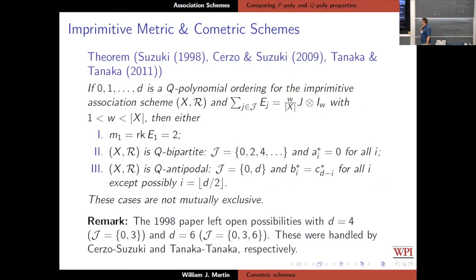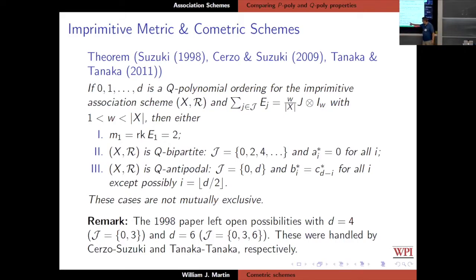H Suzuki in 1998 proved almost this theorem, but for D large, for D bigger than 6, you have that if you have a cometric association scheme, which is imprimitive, well, either it comes from a polygon, polygons are a problem for everything, or it's Q-bipartite, that is Qij is 0 if i plus j plus k is odd, sort of the dual of an odd polygon. It's Q-antipodal, so these are the degenerate eigenspaces. So the degenerate idempotents are E0, E2, E4, and here the degenerate idempotents are just E0 and ED, or it could be both.